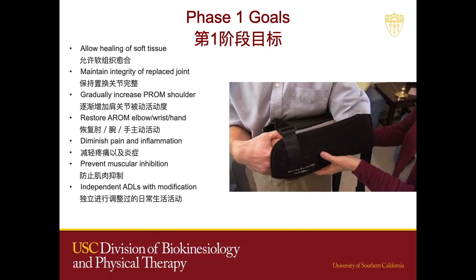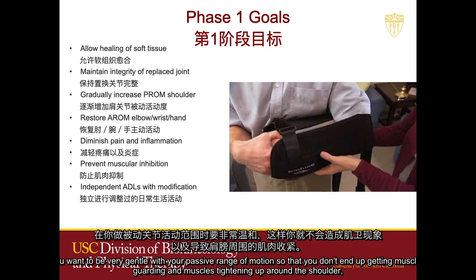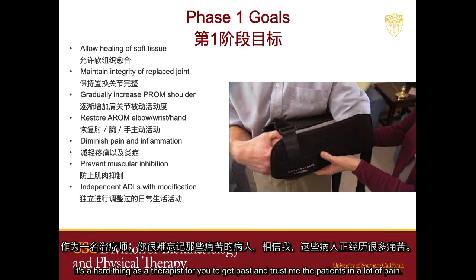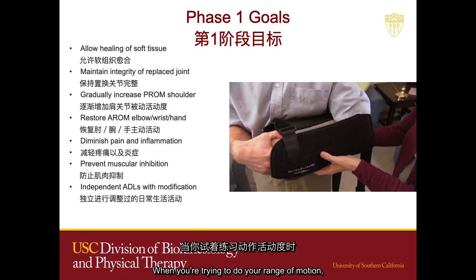So really during this period, you want to be very gentle with your passive range of motion so that you don't end up getting muscle guarding and muscles tightening up around the shoulder, which is very hard to do. I'm not going to lie, it's a hard thing as a therapist to get past. And trust me, the patient's in a lot of pain when you're trying to do your range of motion. You guys have seen it. It's not fun for anybody.